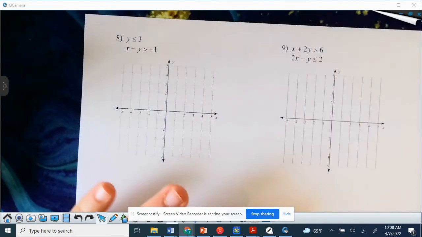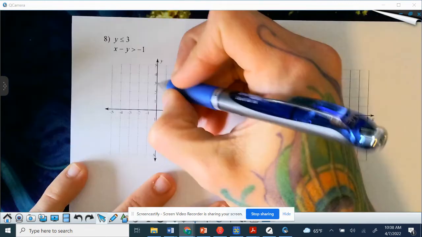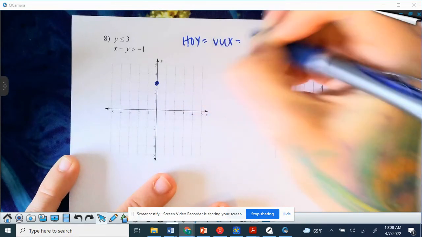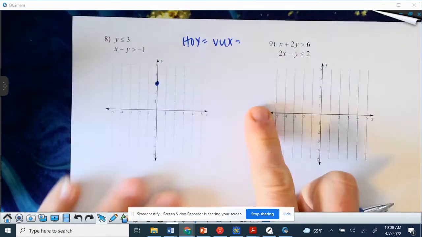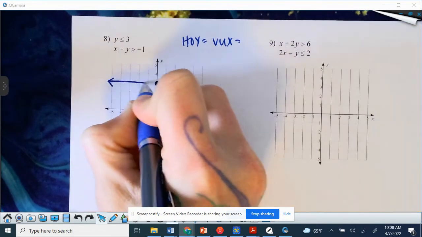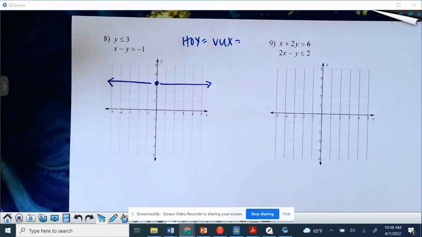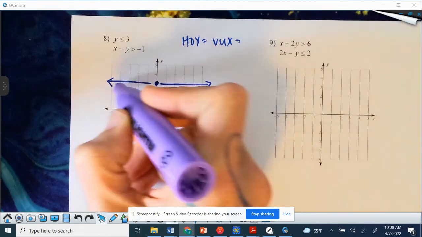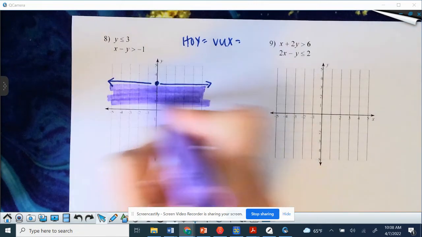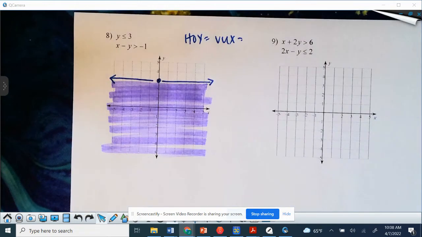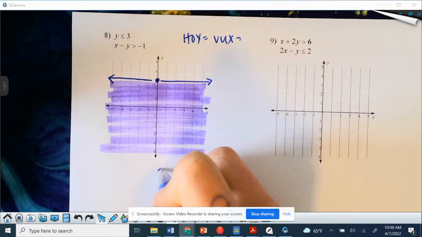So y is less than or equal to 3. So we're going to go to positive 3 because HOY BUCKS again. Horizontal is the y equals, so that means that line's going to go left and right at 3. And then y is less than, which means we're going to shade down from there. Because this is where all the y's are less than. And then we have the same equation again here. So that's x minus y is greater than negative 1.